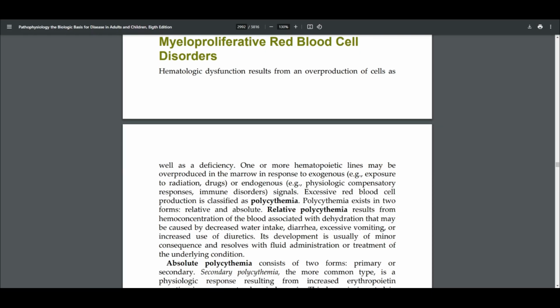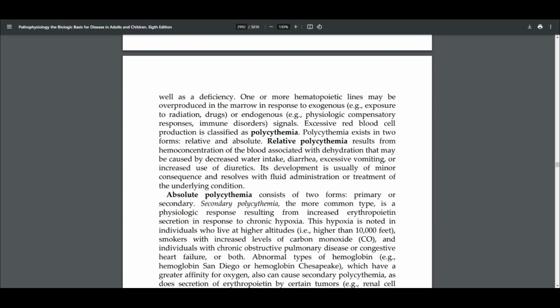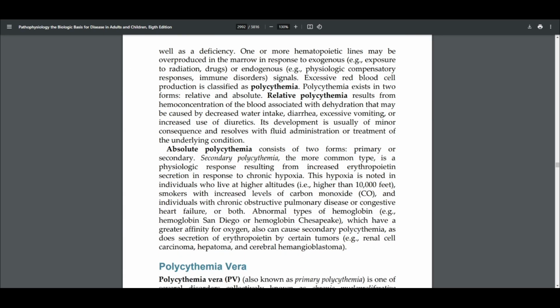Hematologic dysfunction results from an overproduction of cells as well as a deficiency. One or more hematopoietic lines may be overproduced in the marrow in response to exogenous or endogenous signals. Excessive red blood cell production is classified as polycythemia. Polycythemia exists in two forms, a relative and an absolute.